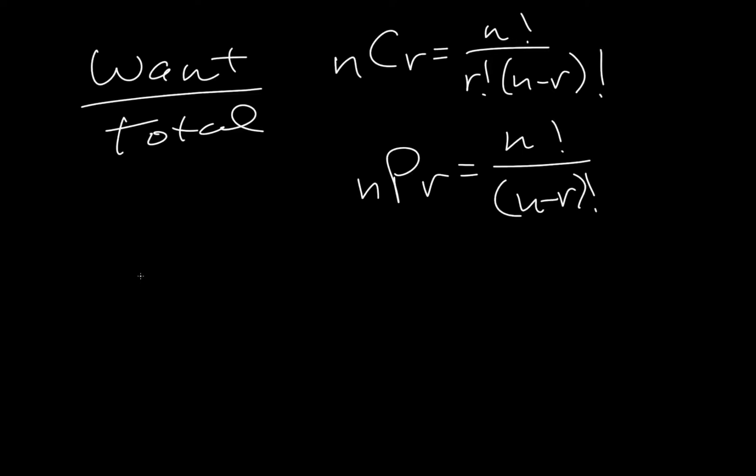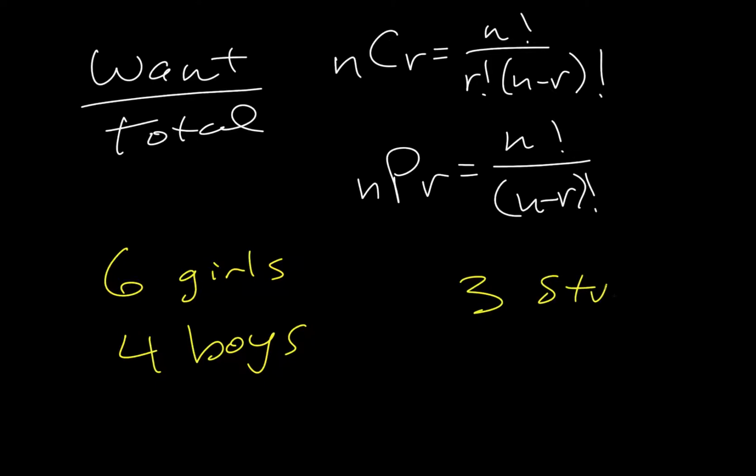So there are 6 girls and 4 boys in a class, and the teacher wants to form a committee of 3 students. If the committee members are randomly selected, what is the probability that the committee will consist of all girls?